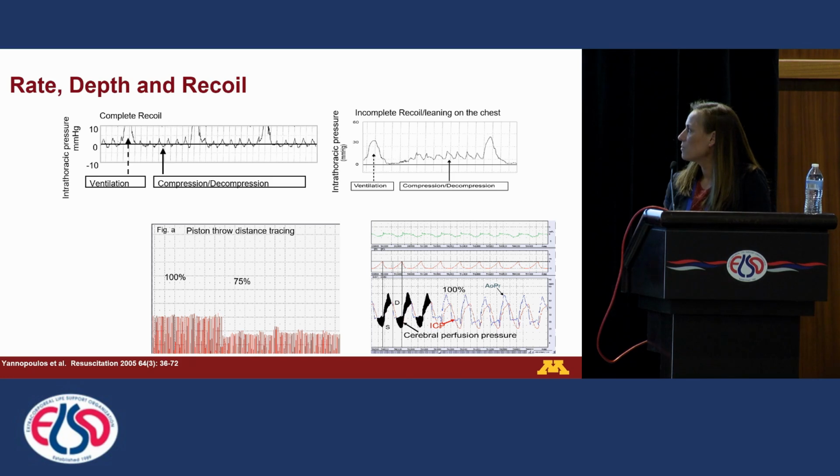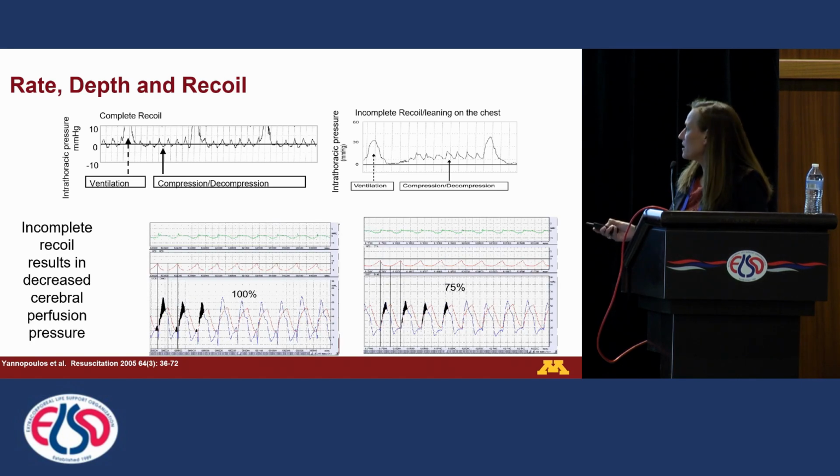So this is data from an animal model in which a piston is used to compress the chest wall, and it's set to either recoil at 100 or 75%. On the right-hand side, you see here that in blue are the aortic pressures generated with that CPR, and red, the ICP pressures, and the difference between these two is the cerebral perfusion that's marked in black. When you compare the 100% recoil with this cerebral perfusion pressure to 75% recoil, there's a significant decrease in cerebral perfusion pressures, suggesting that incomplete recoil results in decreased cerebral perfusion pressure.